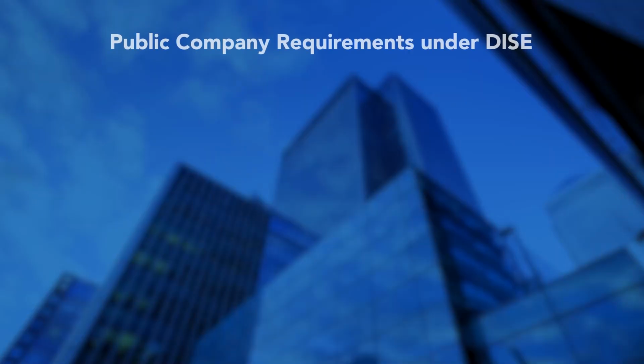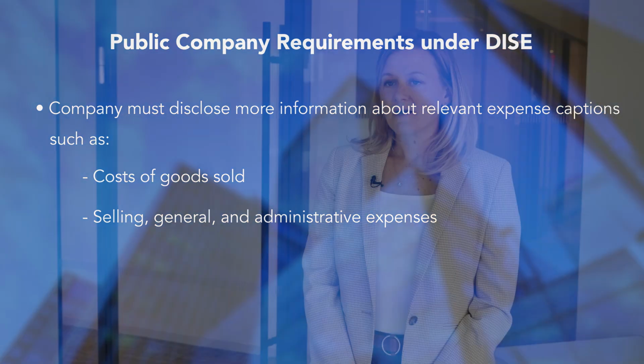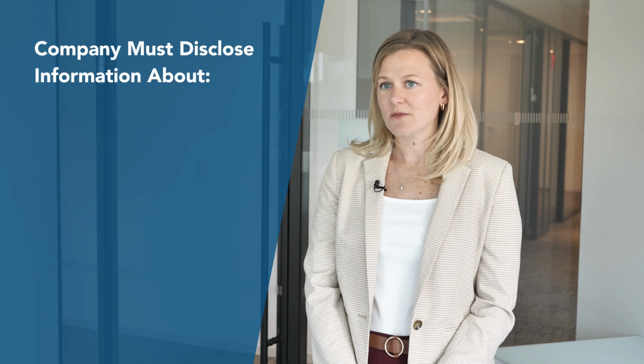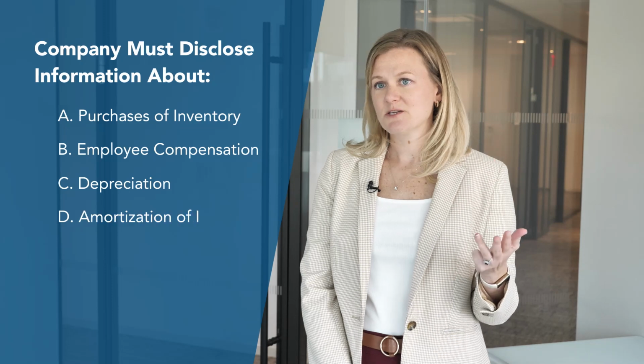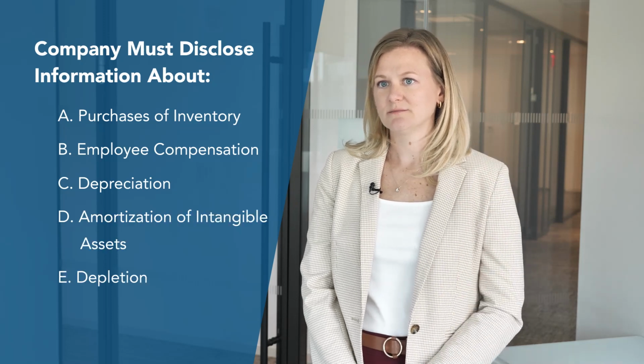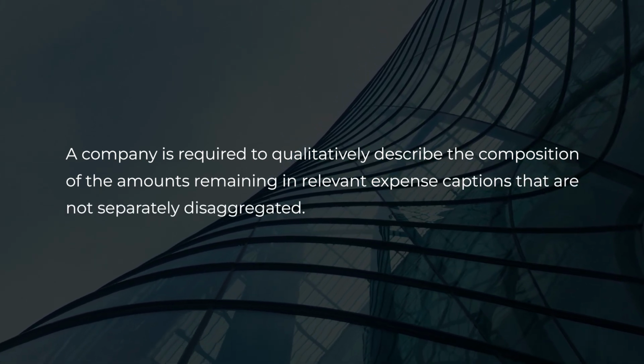Under DISE, a public company will be required in a table to disclose more information about relevant expense captions, such as cost of goods sold and selling and general administrative expenses. The main provisions require, for each relevant expense caption, that a company discloses information about the purchases of inventory, employee compensation, depreciation, amortization of intangible assets, and depletion. For amounts not separately broken out in the table, companies are required to qualitatively describe the composition of those amounts in that remaining expense caption.